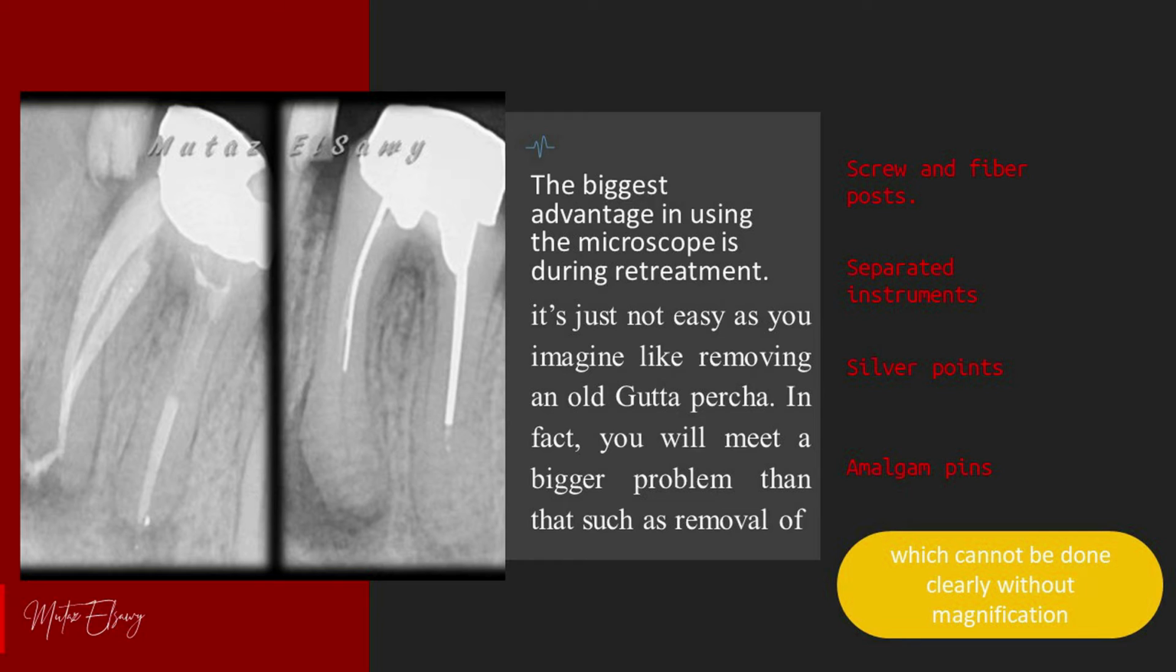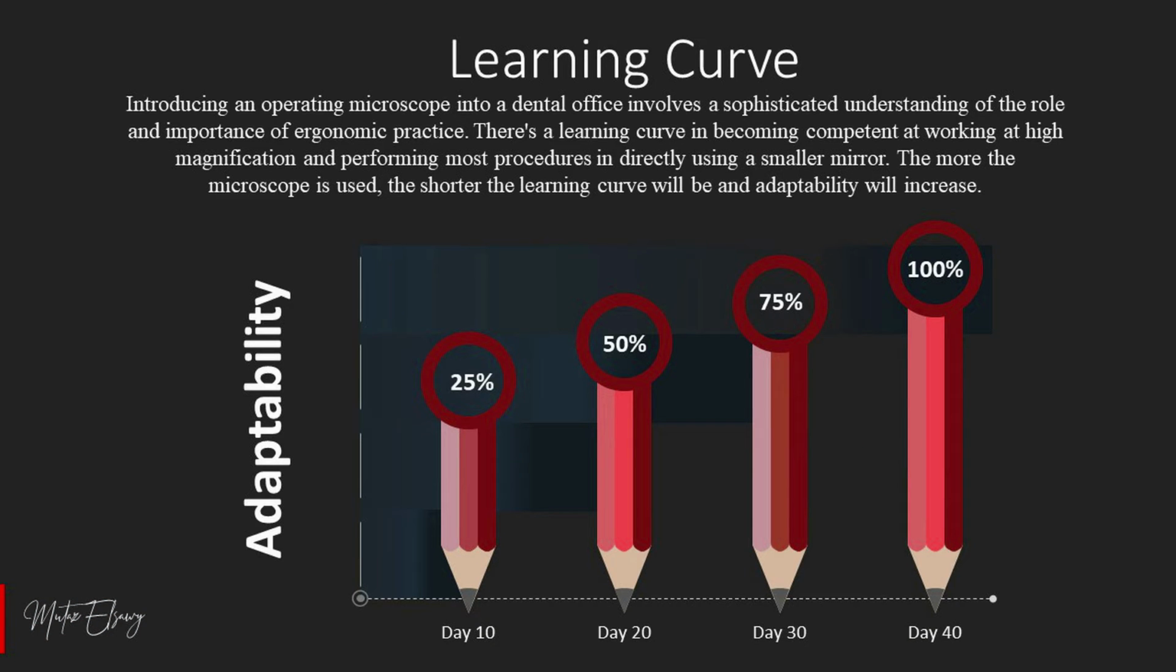Slide 22. The biggest advantage in using the microscope is during retreatment. It's not as easy as you imagine, like just removing an old gutta percha. In fact, you will meet bigger problems than that, such as removal of screw posts, fiber posts, separated instruments, silver points, and amalgam pins, which cannot be done clearly without magnification. How to increase your learning curve and adaptability to the microscope? Introducing an operating microscope into a dental office involves a sophisticated understanding of the role and importance of ergonomic practice.